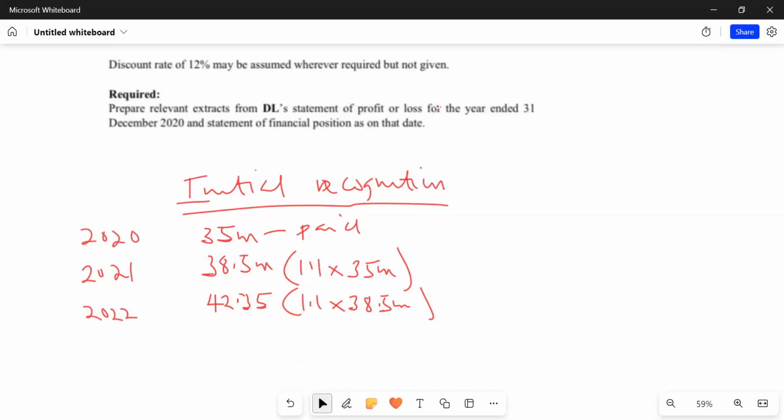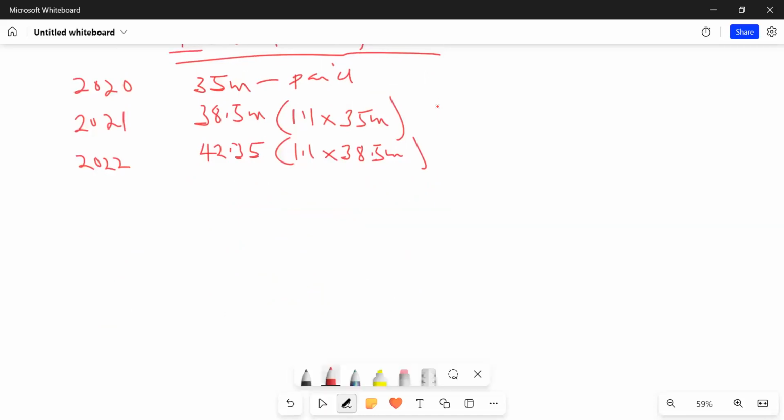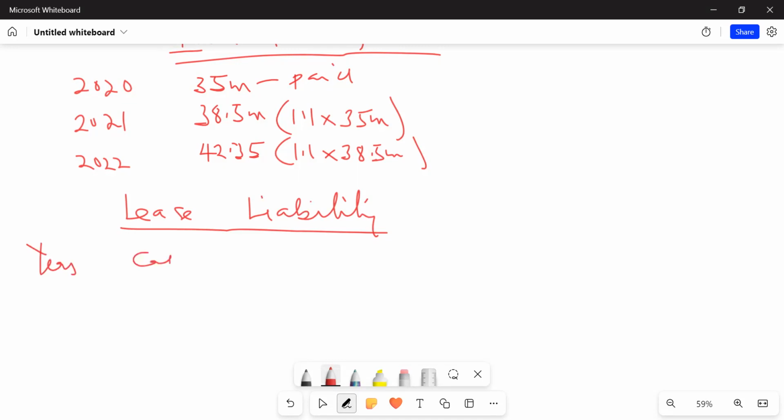So let's determine our lease liability. The lease liability will be calculated as the present value of the rentals that you are here to pay. So we have the years here. We have the cash flow. We have the discount factor. Then we have the present value.